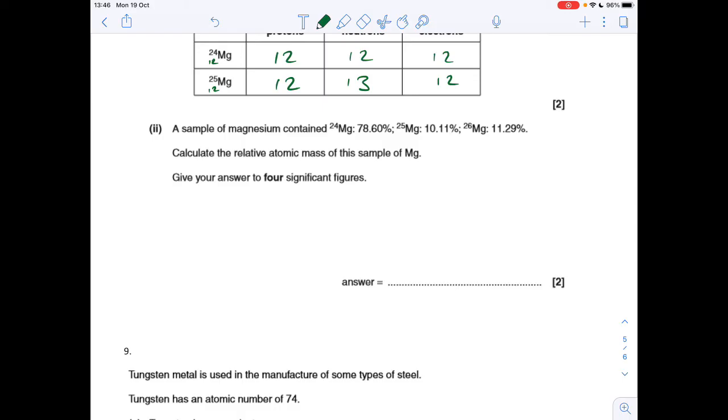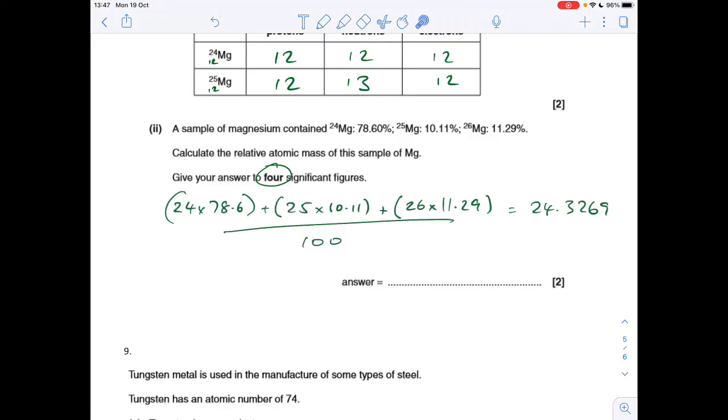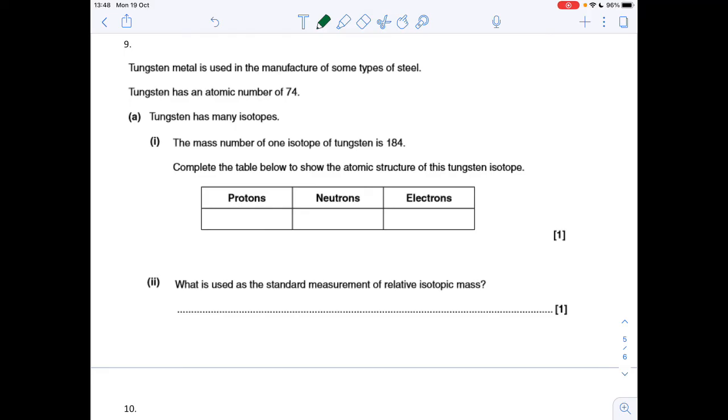Another calculation of a relative atomic mass now, but this time we've got to give our answer to four significant figures. Okay, so I've put the numbers into the calculation. So we've seen this a couple of times now where we take the isotopic mass multiplied by the relative abundance and we just sum those. So we get a calculated value of that. And so to four significant figures, that's 24.33.